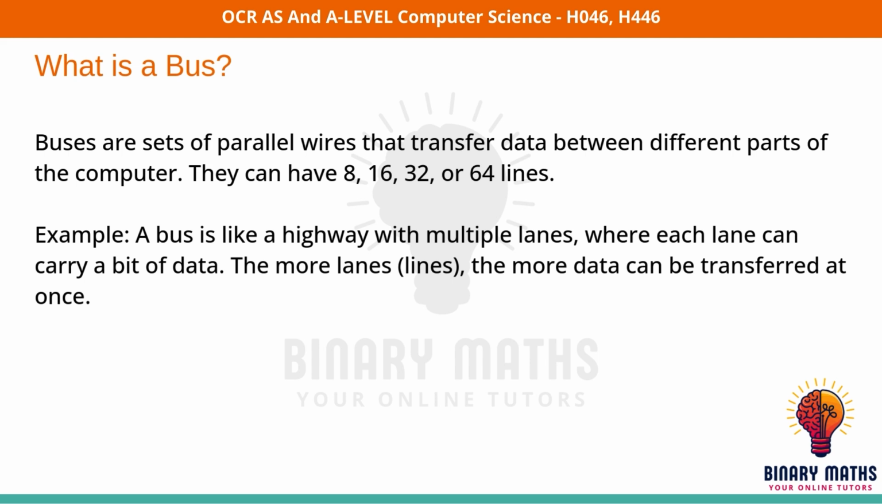There are different types of buses in a computer system, each serving a specific purpose. The data bus carries the actual data being processed. The address bus carries the addresses of where data needs to be sent or retrieved from. And the control bus carries control signals that manage the operations of the computer. These buses work together to ensure that data moves smoothly and efficiently within the computer.